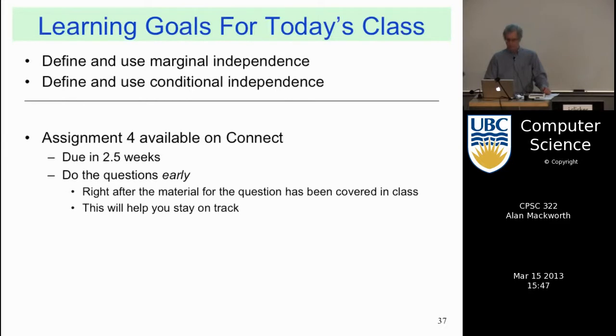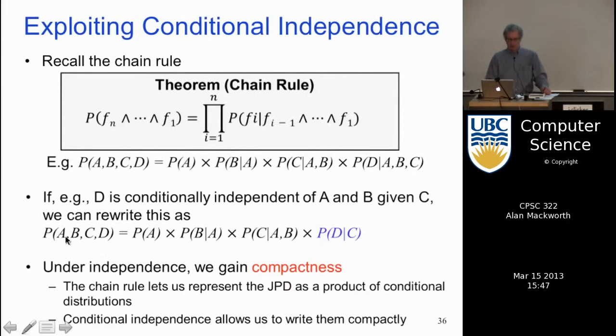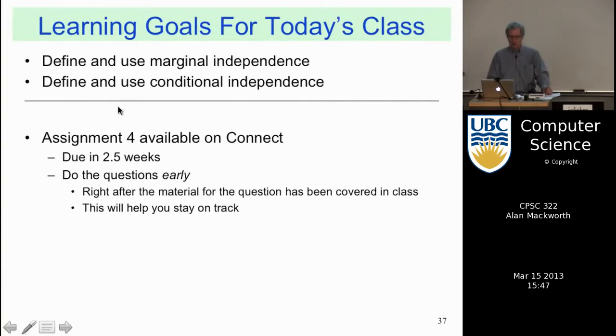So we're done for today. We're going to exploit this in what we call Bayes' nets. And in the limit, of course, if everything were independent of everything else, these would just be the product of A, B, C, D. But you have to condition on anything that will give you that conditional independence. Okay, so these are your learning goals for today.